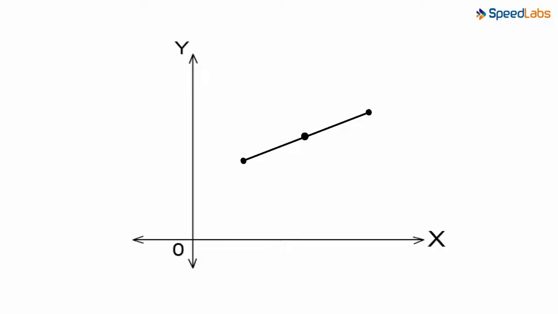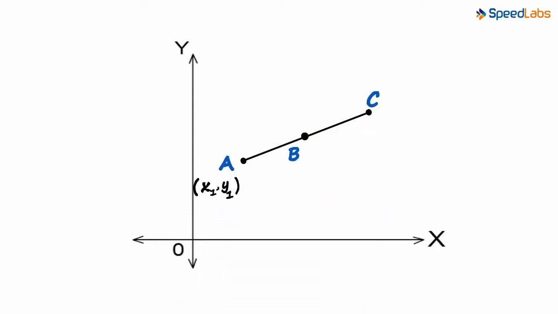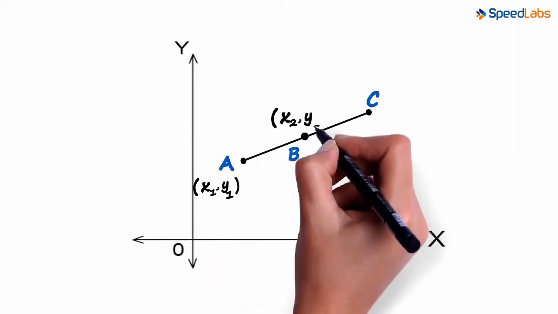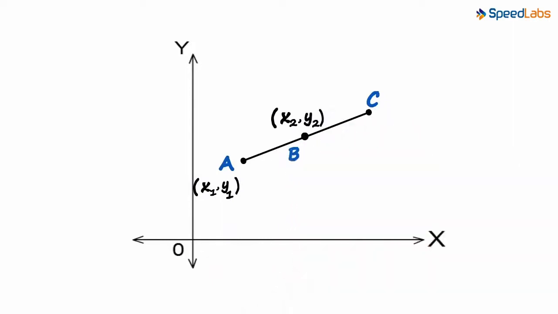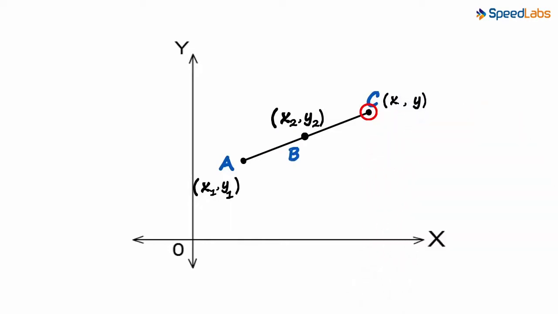The proof of the external division formula is very simple. Let this be our line ABC on the xy coordinate plane. Point C divides the line segment AB externally. Let the coordinates of point A be x1, y1 and the coordinates of point B be x2, y2. Let the coordinates of C, which we are supposed to find out, be x, y.